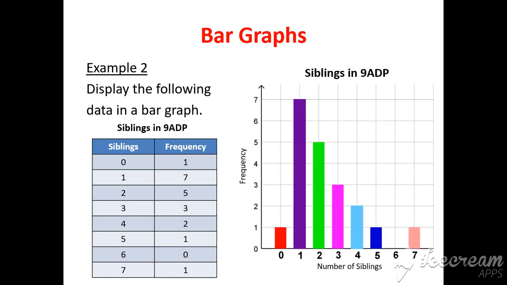So here's what the bar graph looks like for this data. So there was one person who had no siblings, right? There were 7 people that had one sibling. That was the most popular, most common. There were 5 people that had 2 siblings. There were 3 people who had 3 siblings. There were 2 people who had 4 siblings. 1 person had 5 siblings. No one had 6. And 1 person had 7 siblings.